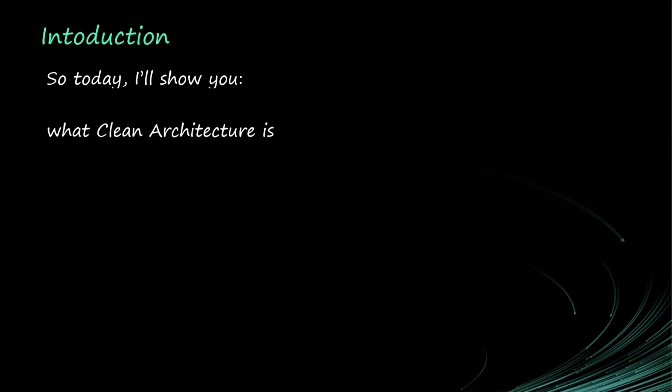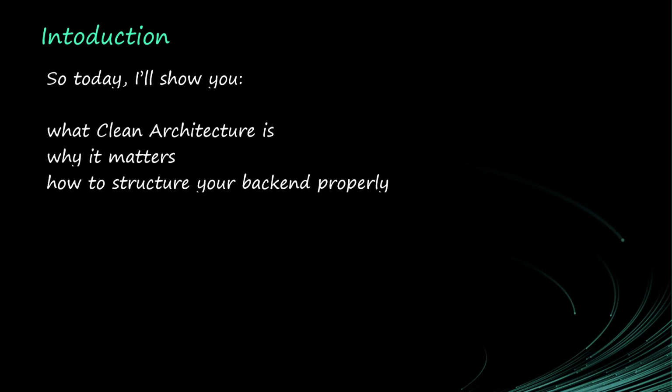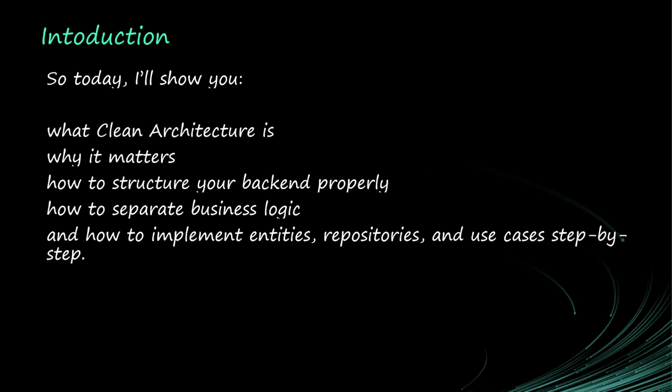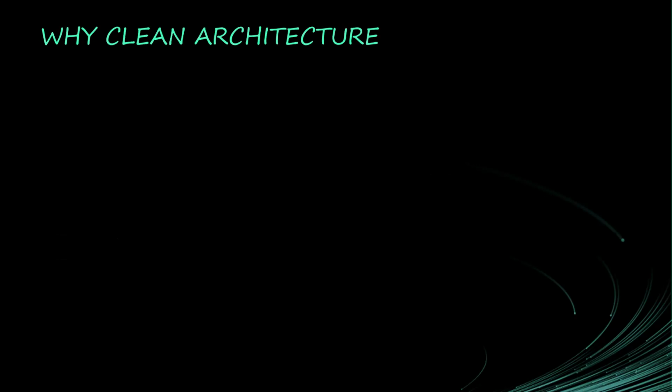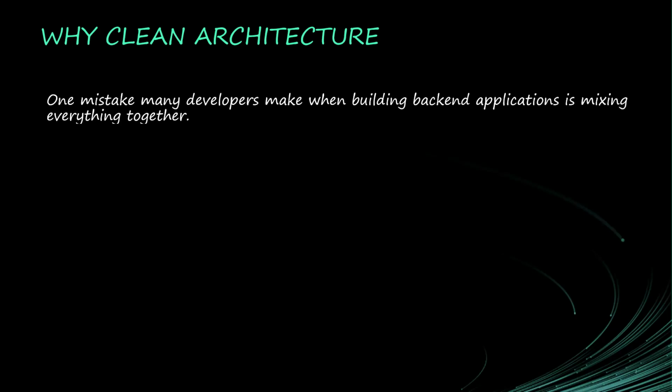So today I'm going to show you what a clean architecture is, why it matters, how to structure your backend properly, and then how to separate your business logic and implement entities, repositories, and use cases step by step. Okay. So why do you need clean architecture? One mistake that we developers make when building backend applications is mixing everything together. Even your front-end application should also be very, very structured.